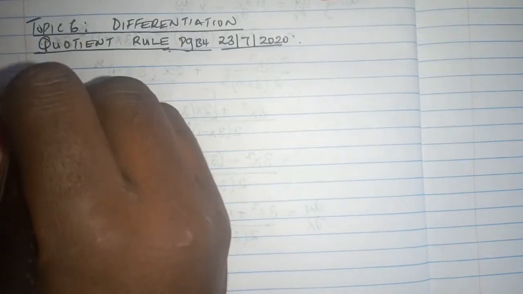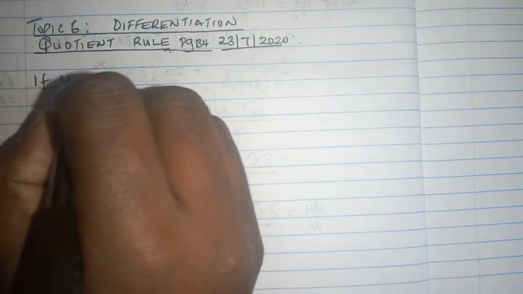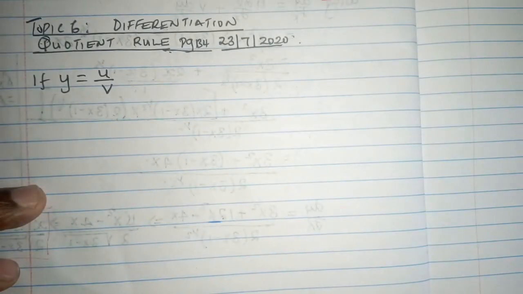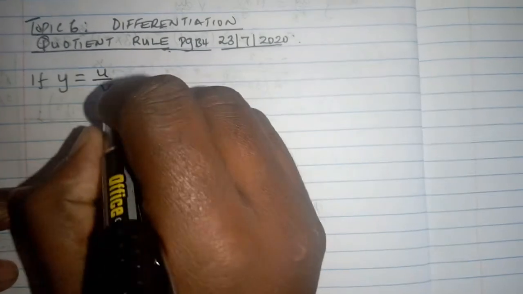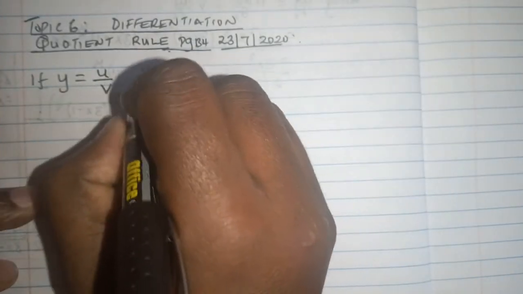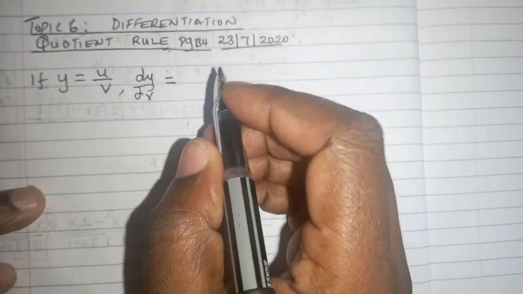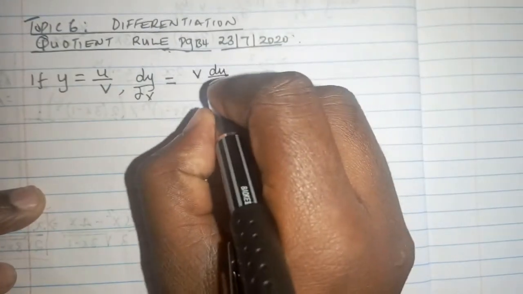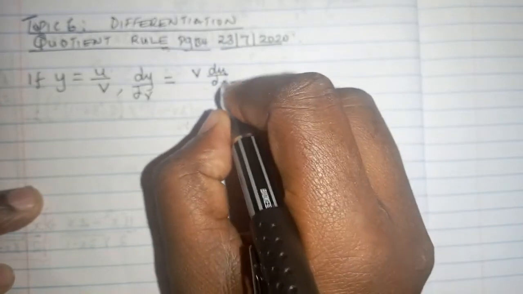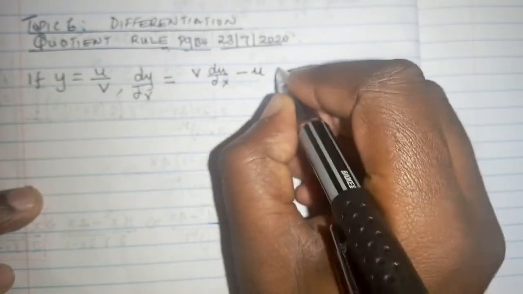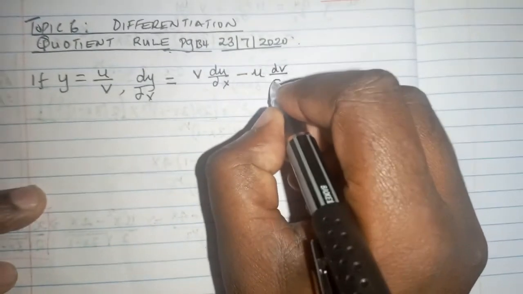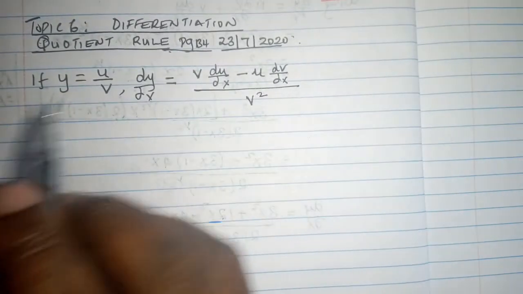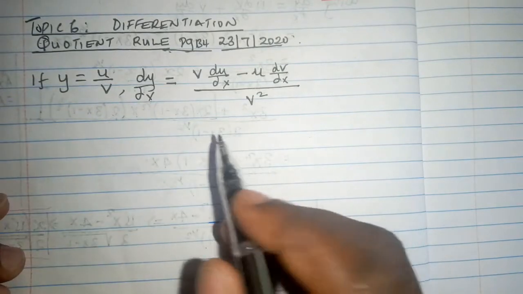We start by saying if y equals u over v, you can say that is a quotient. Then dy/dx is given by v du/dx minus u dv/dx, all over v squared. And I will explain this.